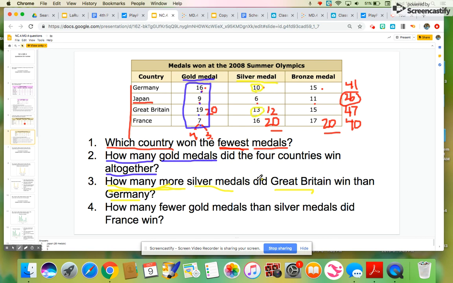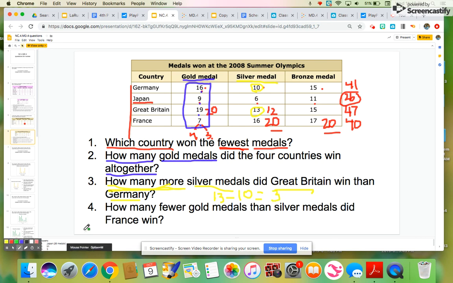I'm going to compare those 2 amounts by subtracting. Even though 10 is here and 13 is here, I know that I have to put my bigger number first. So I'm going to do 13, take away 10 to find the difference of how many more silver medals Great Britain won than Germany. 13 take away 10 is 3.